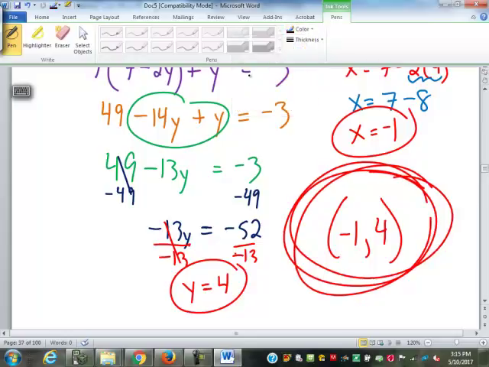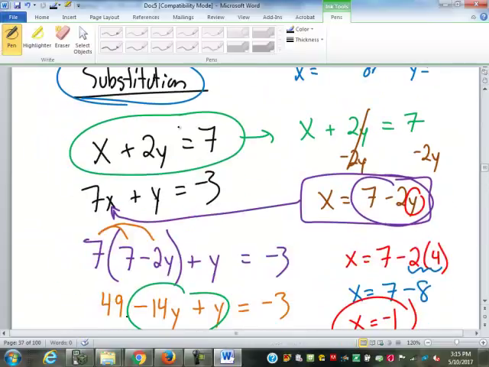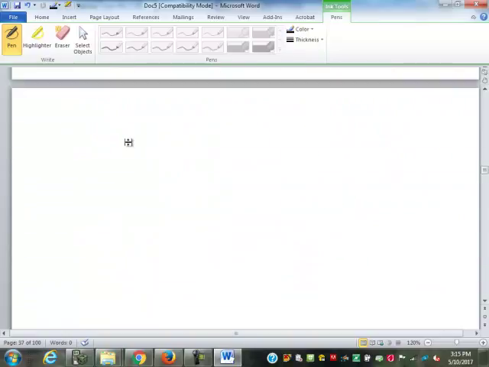Now on a test, if you tried to multiply one of them here so that they cancel out, if you did that when I asked for substitution, I wouldn't take off much if you still got the right answer. But when there are a couple where I specifically ask for substitution, I'd like to see you at least try a substitution before you go to the elimination method.